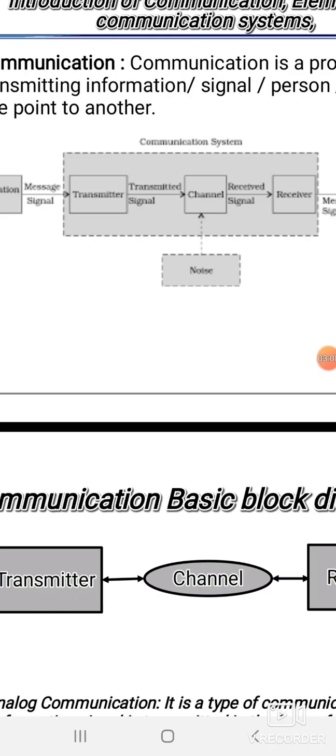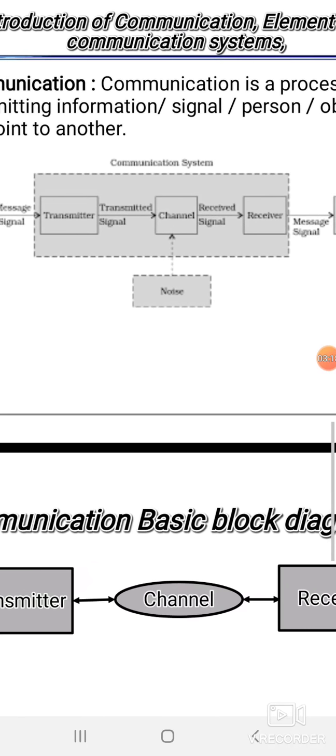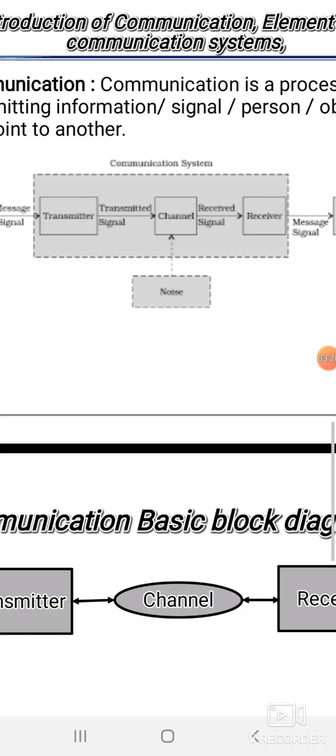Then channel means what? As we discussed, it is the media through which we transmit the information. There are basically four types of channels we are going to see in this chapter: transmission lines, coaxial cable, optical fibers and waveguides. These are the four types of channels we have to study in this chapter. After transmitting the signal through the channel, it is given to the receiver.